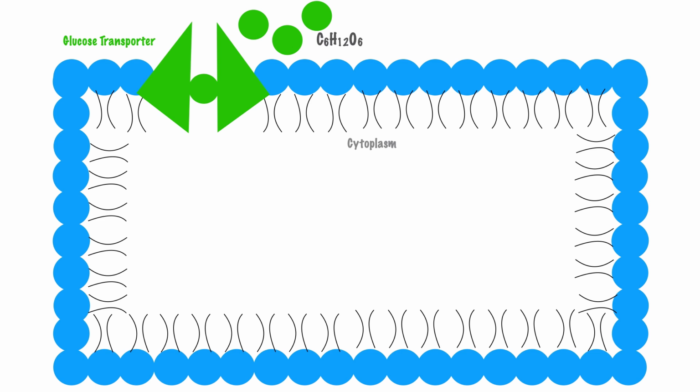Now, as we begin diagramming this process, we'll start by utilizing a combination of 6 green circles to represent each of the carbons we find in this molecule of glucose.